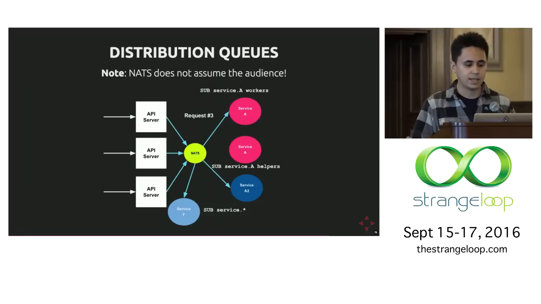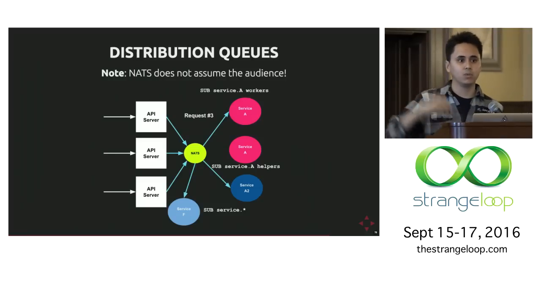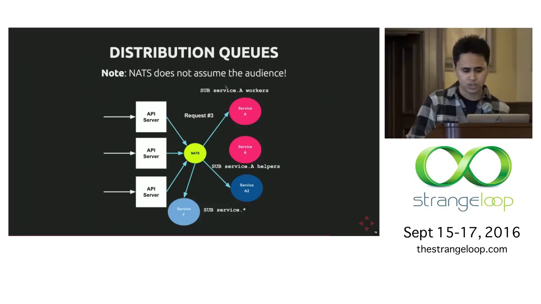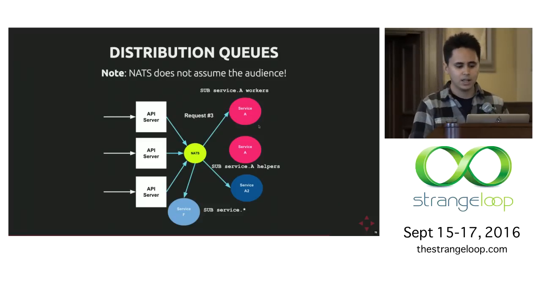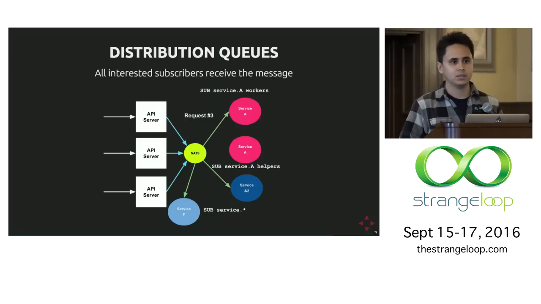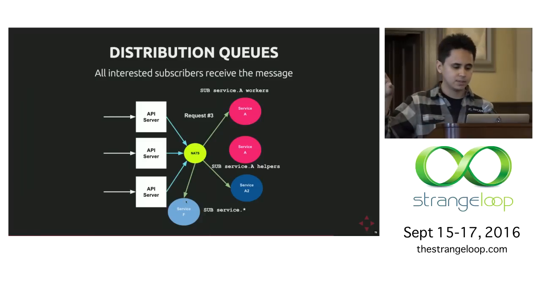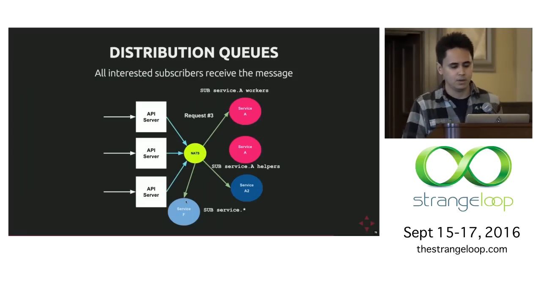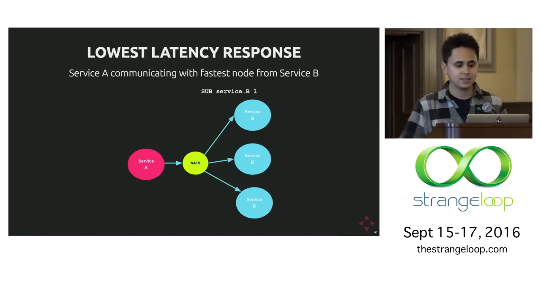Something important to note about the way distribution queues work is that NATS does not assume the audience, meaning that you can have multiple distribution queues from the same subject. So here we're subscribing to service A using a distribution queue named workers. We could have in parallel also a service.a helpers distribution group, and even a wildcard which will be matching on anything that is service.a, b, c. If we publish a message, they all will be receiving the message, right? This is what we call not assuming the audience, and this is where NATS really shines.